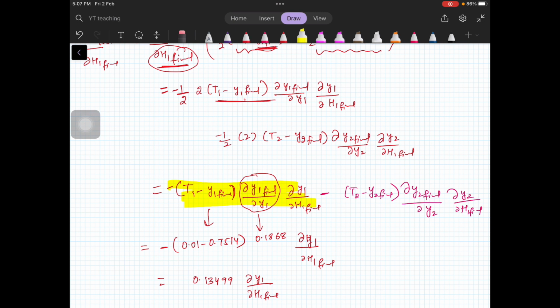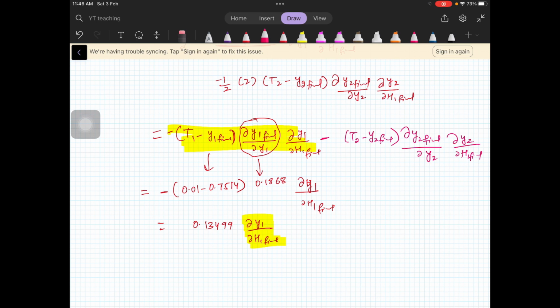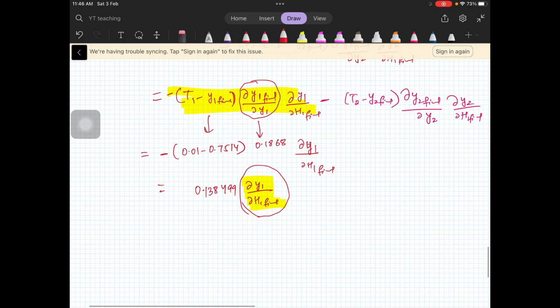Okay, now this is the term I have to work on, right? So let us calculate this term here. If this is the term we have to calculate, Y1 final, okay, this number I have written wrong here. This is 0.138499, right? And then we have this ∂Y1 by ∂H1 final. So this is the next task which we have to compute. What is the value of ∂Y1 by ∂H1 final?